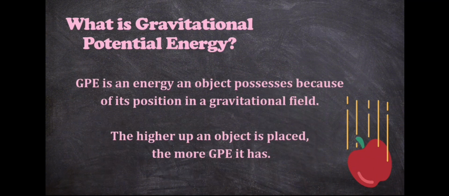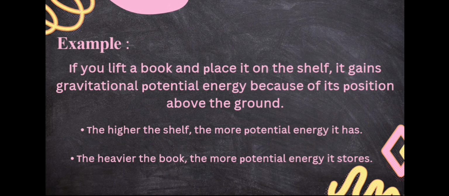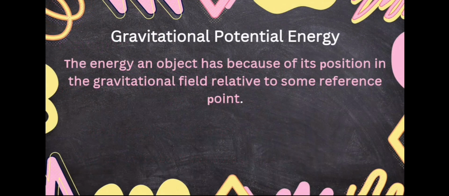So what is gravitational potential energy? Gravitational potential energy is the energy an object possesses because of its position in the gravitational field. The higher an object is placed, the more GPE it has. For example, if you lift a book and place it on the shelf, it gains gravitational potential energy because of its position above the ground. The higher the shelf, the more potential energy it has. The heavier the book, the more potential energy it stores.